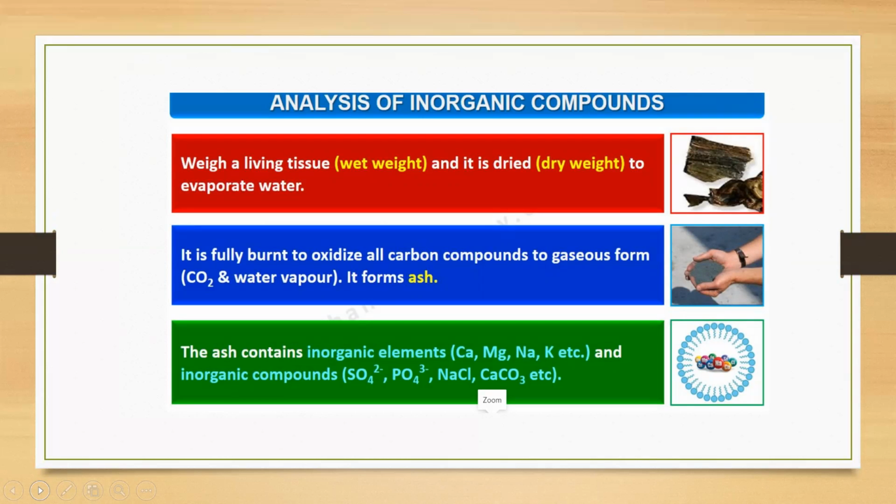Now, that dry tissue is fully burnt, so that the carbon gets oxidized into carbon dioxide, and the water vapor is also removed. What you get is the ash. This ash contains inorganic elements like calcium, magnesium, sodium, potassium, and inorganic compounds like sulfate ions, phosphate ions, sodium chloride, calcium carbonate, etc. So this is how you analyze the organic and the inorganic compounds.